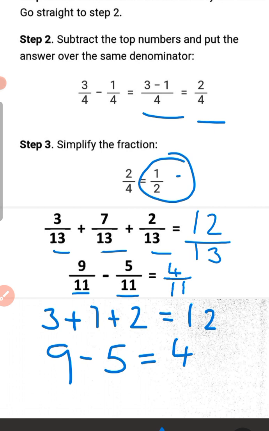So children, this is a very important point. When you are adding or subtracting like fractions, don't add the denominators. Add the numerators and write the same denominator. Subtract the numerators and write the same denominator.